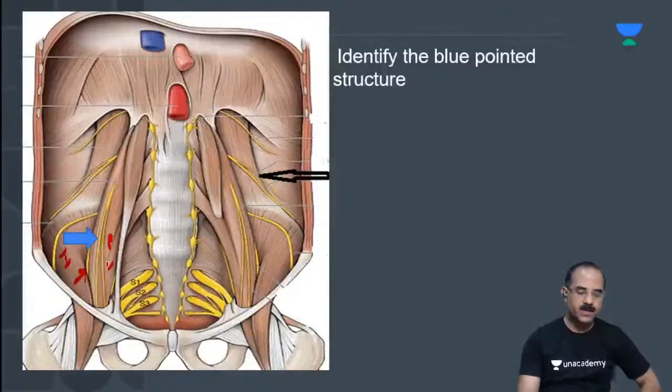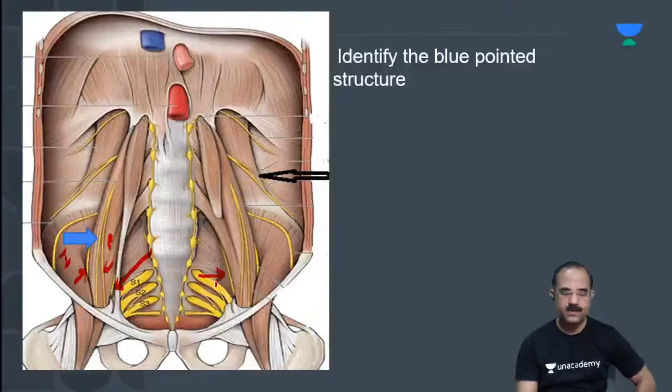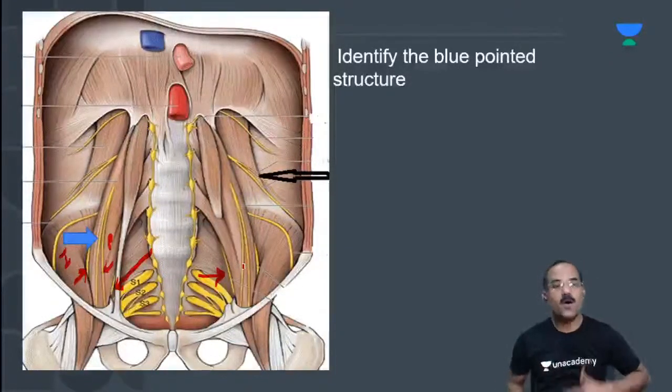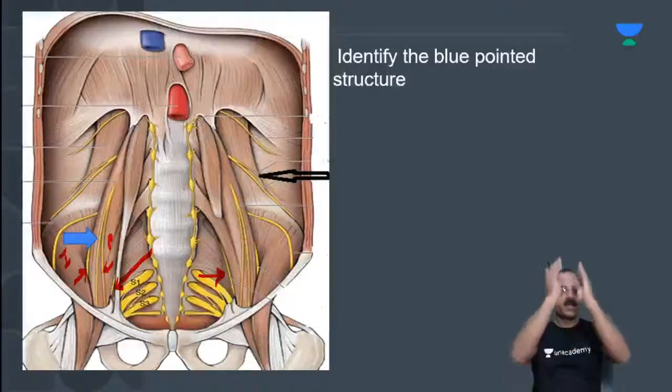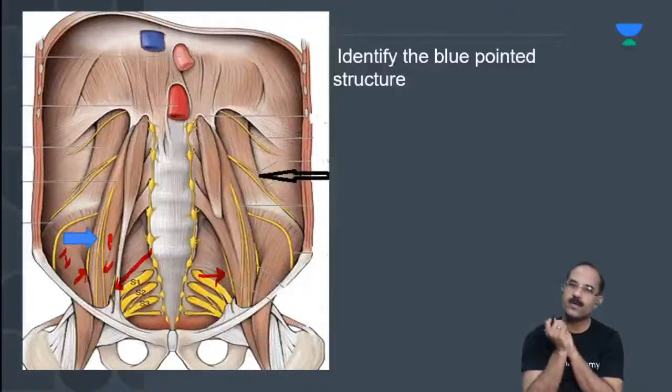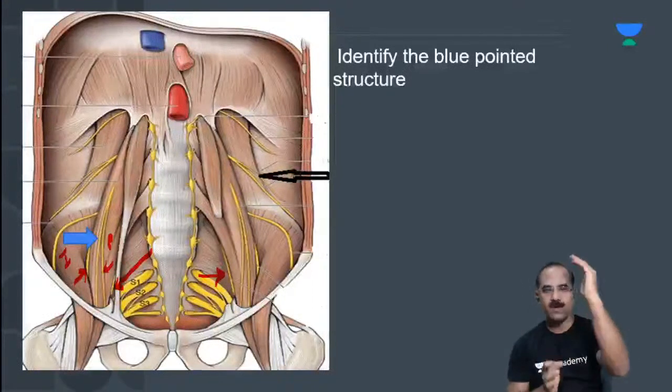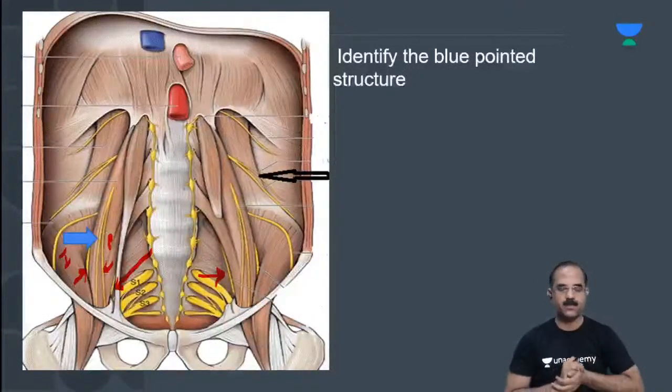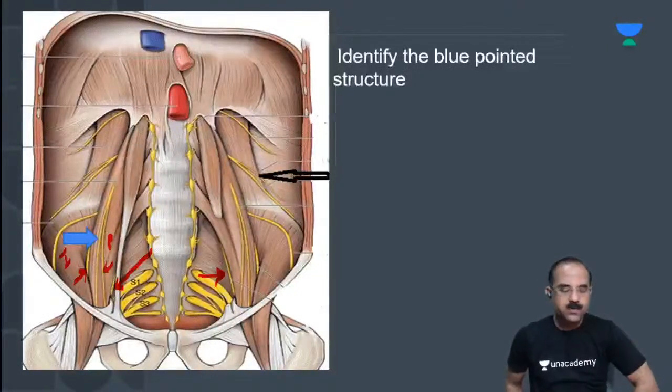On the psoas major, that's the genitofemoral nerve. And you can see a nerve medial to the psoas. Look on this side. That's the obturator nerve. That means on the psoas, genitofemoral; lateral to the psoas, femoral; medial to the psoas, obturator nerve. Clear to all of you?